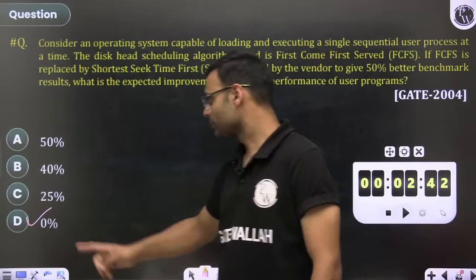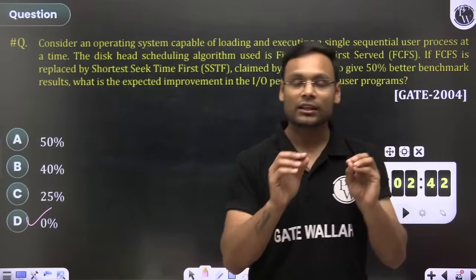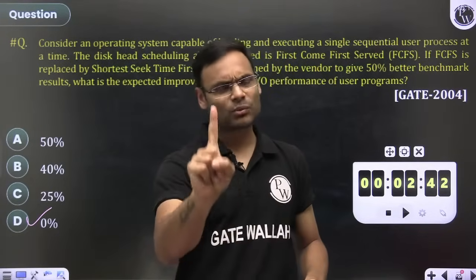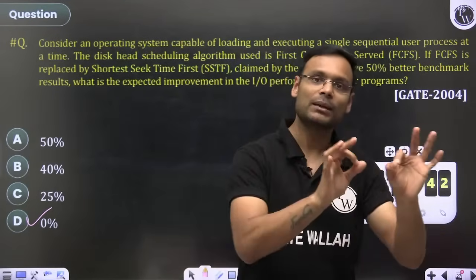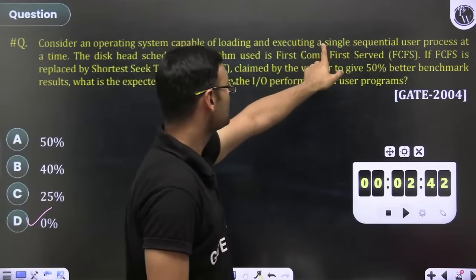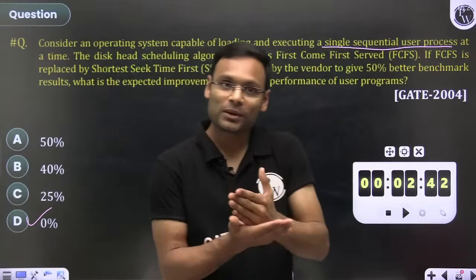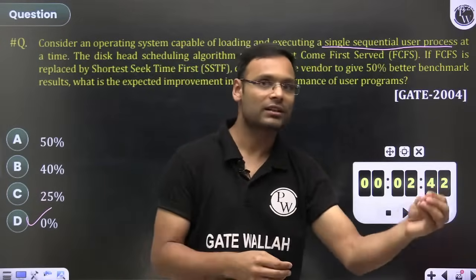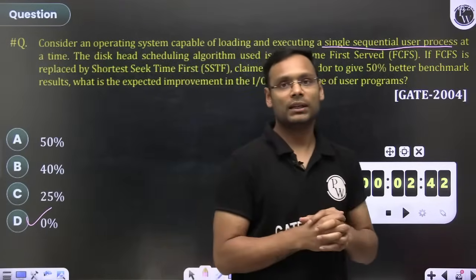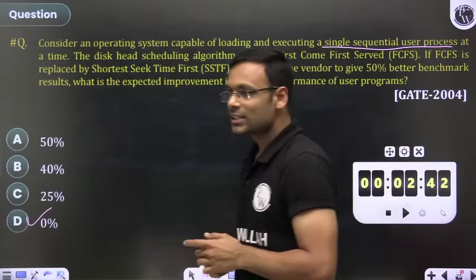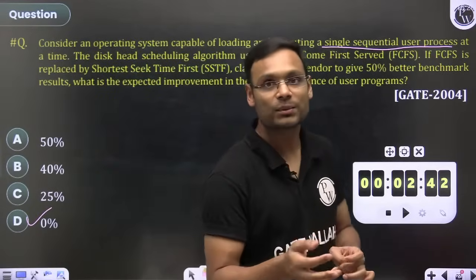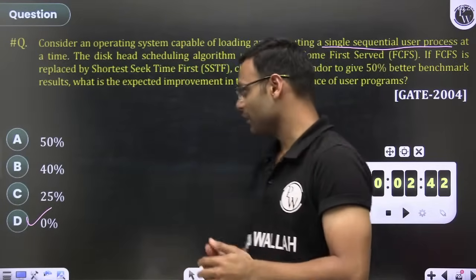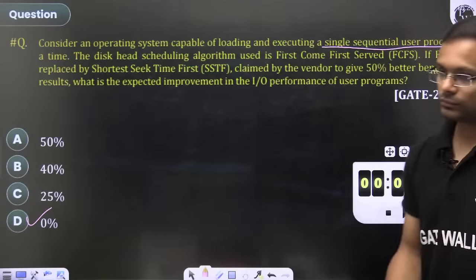Answer will be 0. Why? If multiple requests are pending, then from FCFS, SSTF can do better. But if only one request is pending for the disk, every algorithm will work the same. The question says that we have a single sequential user process at a time. One user process will have one request only to the disk at a time. So for one request, it does not matter if it is FCFS, SCAN, or whatever, the same will be performed. There is no improvement at all from FCFS to SSTF. Just because only one request is pending, my head will go in that direction only, whether it is FCFS or SSTF. So no improvement. All 0.